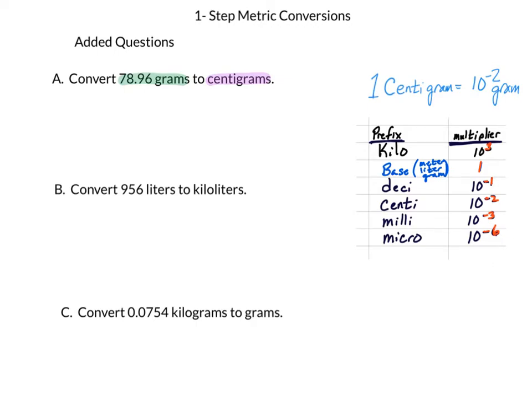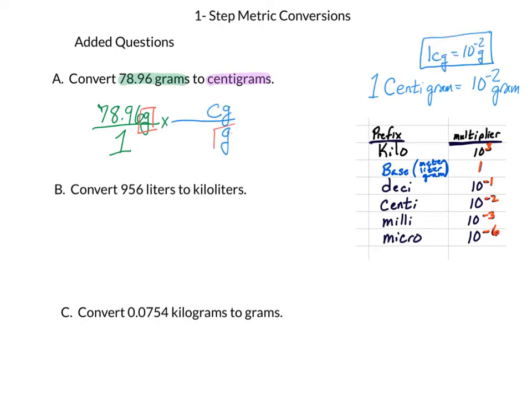We'll start our question with what we know, which is the 78.96 grams. We'll write that over 1, and then we're going to decide what way we want our fraction to be. Since we have grams on the top, we should have grams on the bottom in our fraction on the next part, and that means centigrams will be on top. So here we see that the grams cancels out, and we're left with centigrams as our answer.